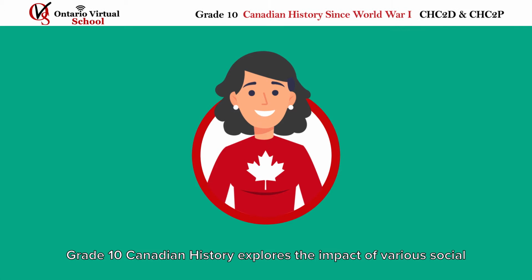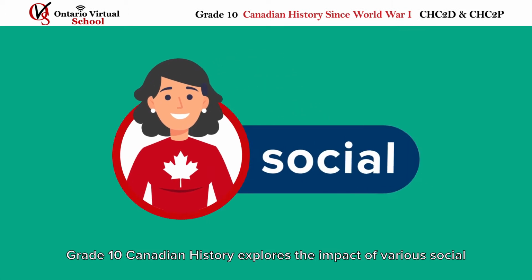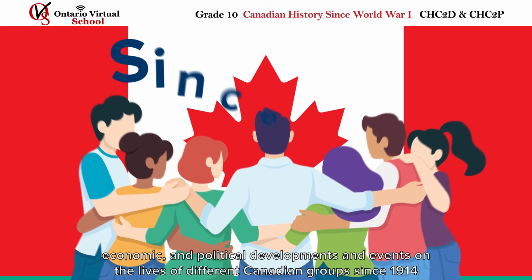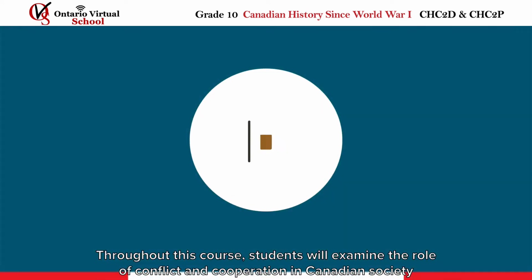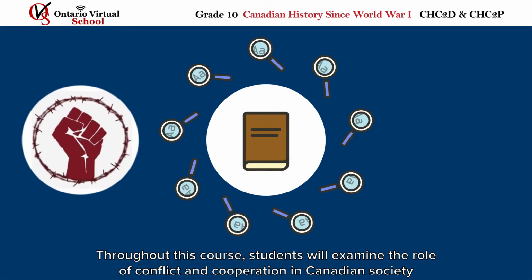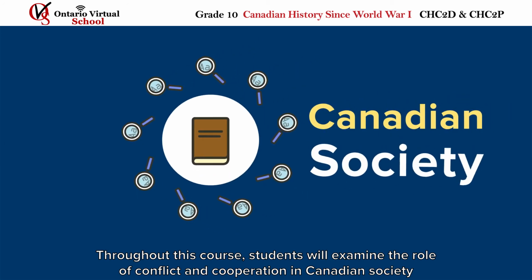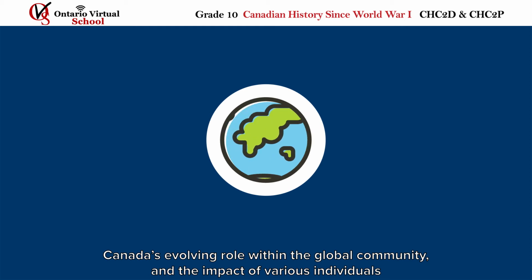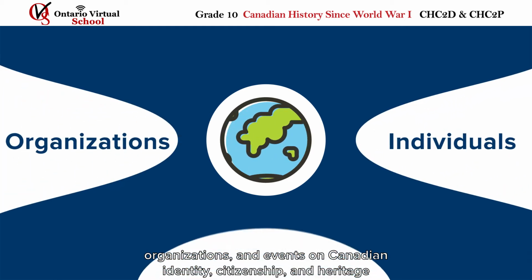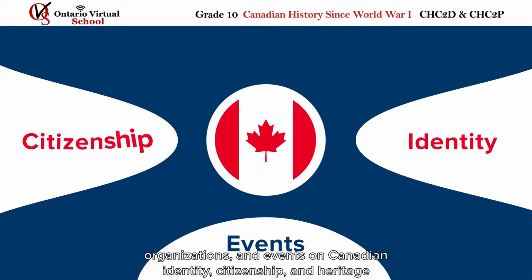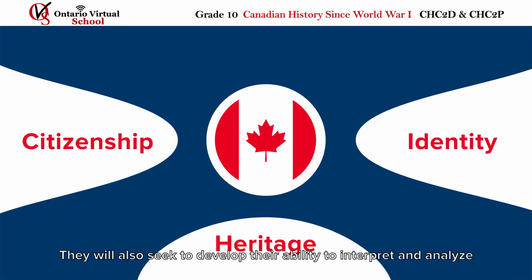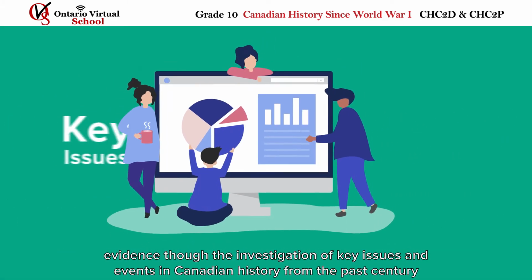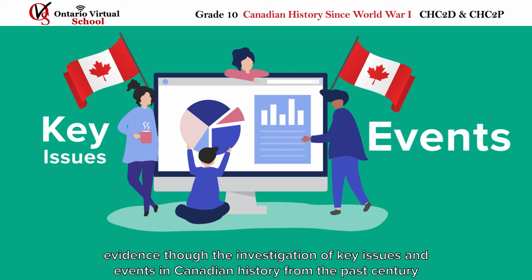Grade 10 Canadian History explores the impact of various social, economic, and political developments and events on the lives of different Canadian groups since 1914. Throughout this course, students will examine the role of conflict and cooperation in Canadian society, Canada's evolving role within the global community, and the impact of various individuals, organizations, and events on Canadian identity, citizenship, and heritage. They will also seek to develop their ability to interpret and analyze evidence through the investigation of key issues and events in Canadian history from the past century.